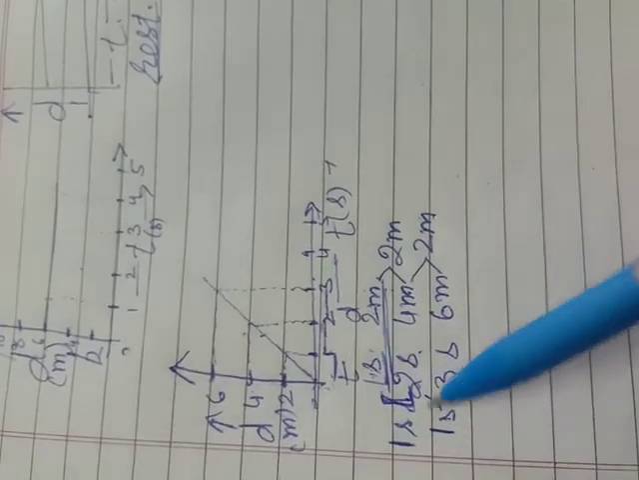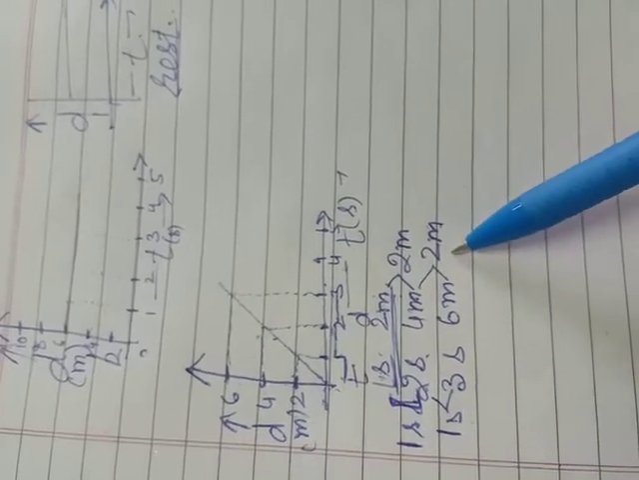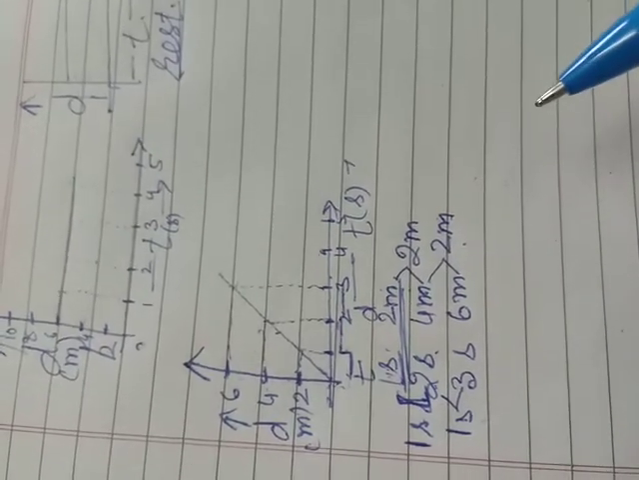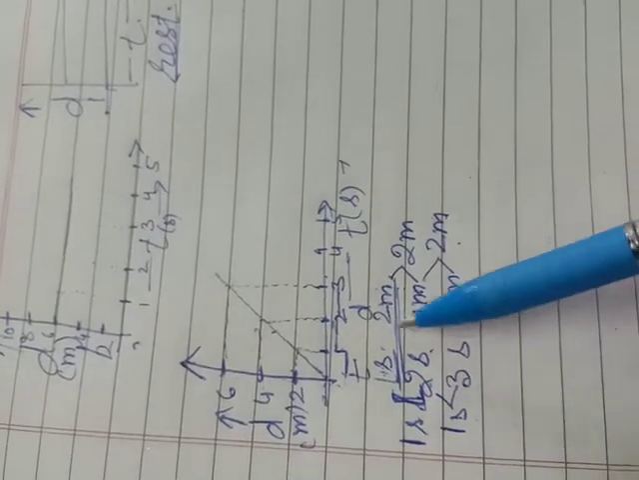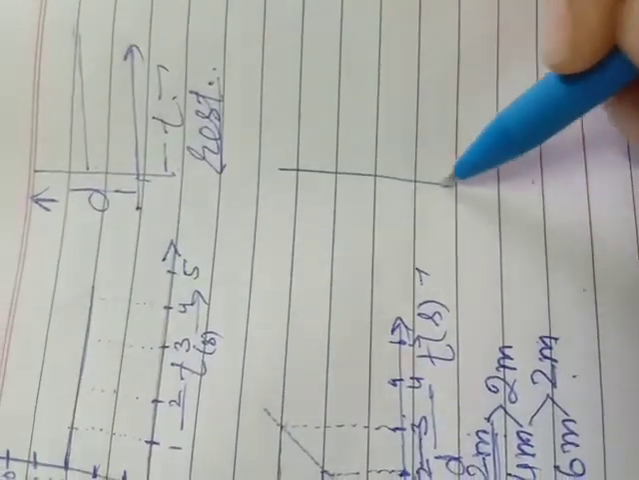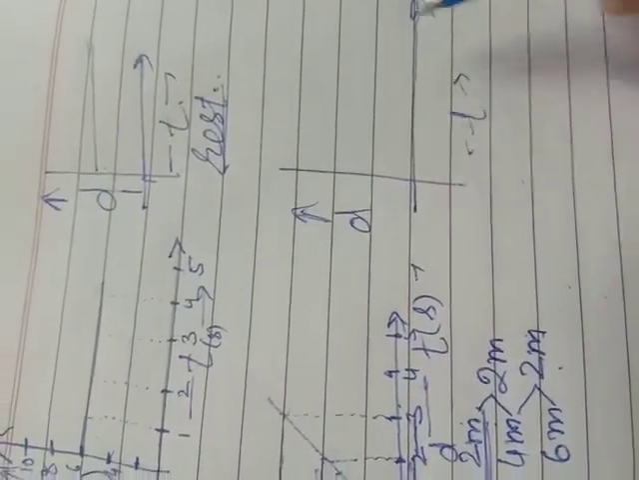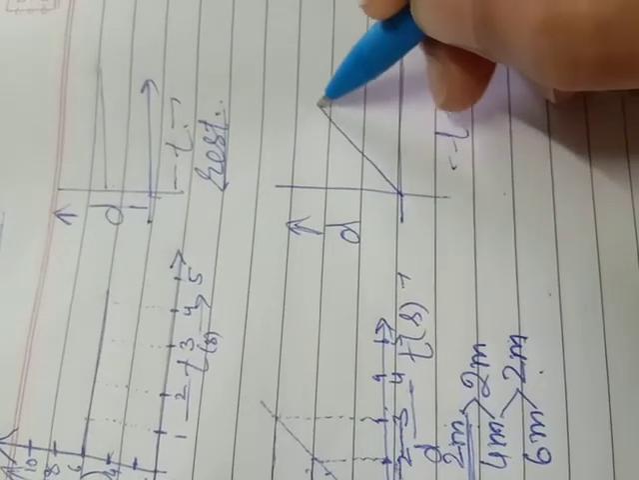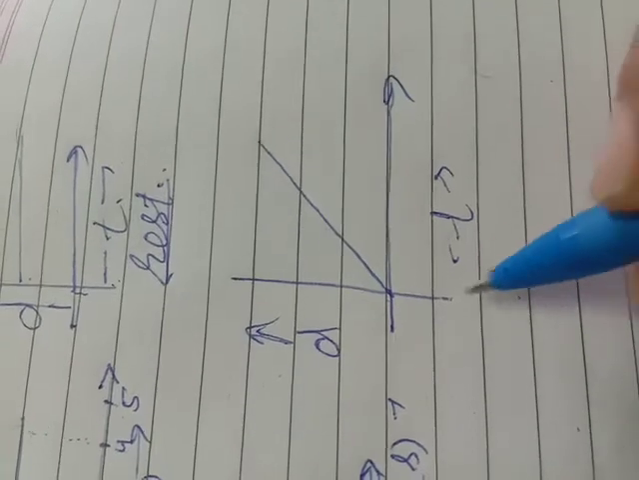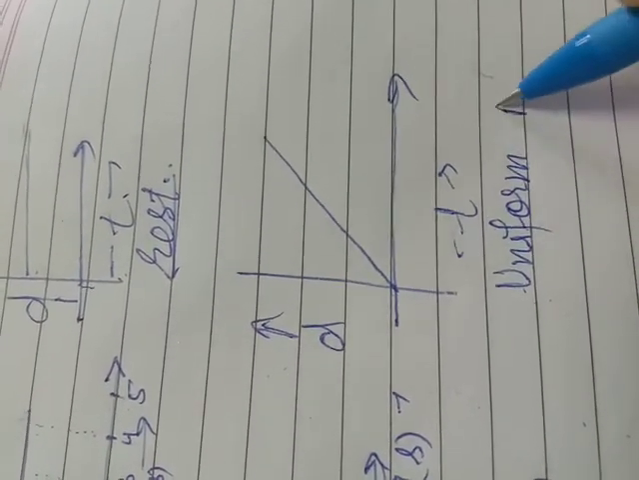So in every 1 second the object travels 2 meters, which means the object is moving with uniform speed, or the object is moving uniformly. Every time in 1 second, the object moves a distance of 2 meters. So if we get a distance-time graph where we get a straight line at some slope to the time axis, then we will say that the motion of the object is uniform motion.